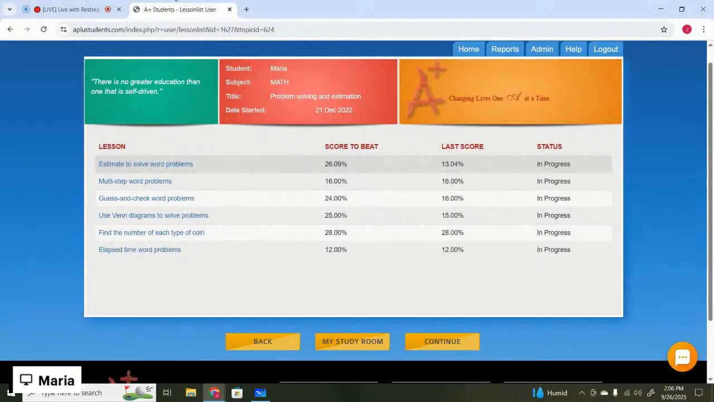There you can find a list of chapters. We're going to start with the chapter problem solving and estimation. Let's just start with the lesson that is estimate to solve word problems.